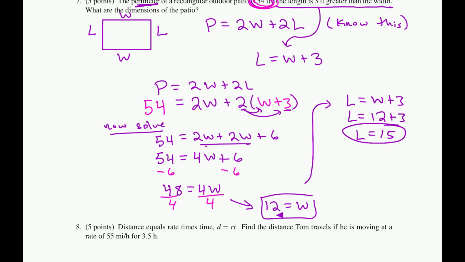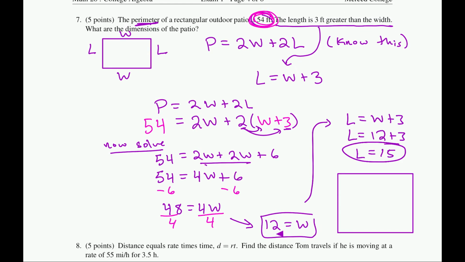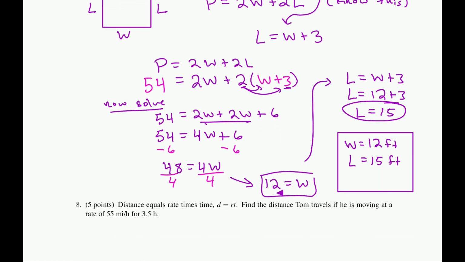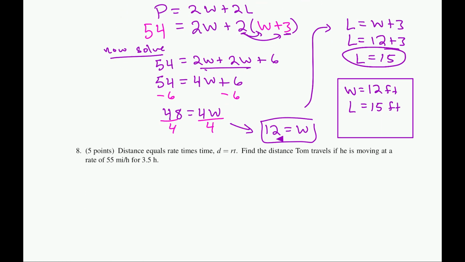There. So if you want to write your answer a little bit nicer, what you can say is that the dimensions are, well, they're going to be in feet, right? Because we're talking about 54 feet and 3 feet. So our width is 12 feet and our length is 15 feet. And that's it. Those are the dimensions. So you should know how to solve one of these perimeter problems. You're not guaranteed to have it, but you might.